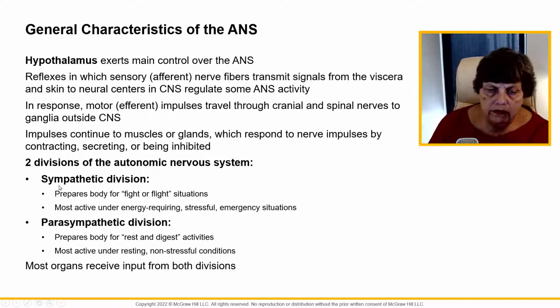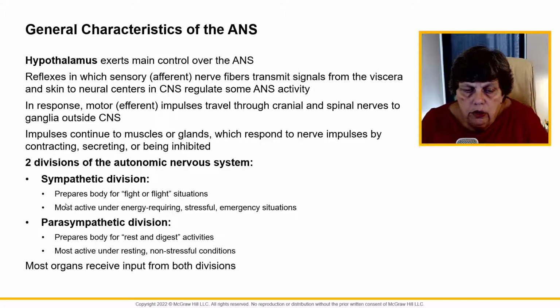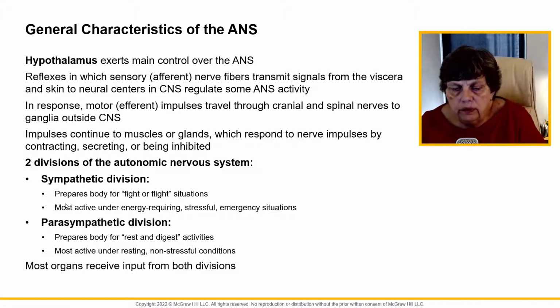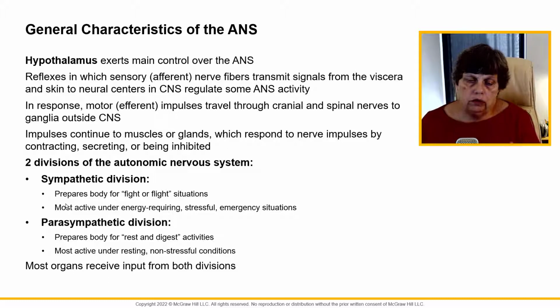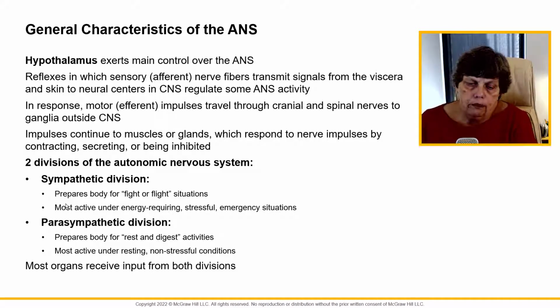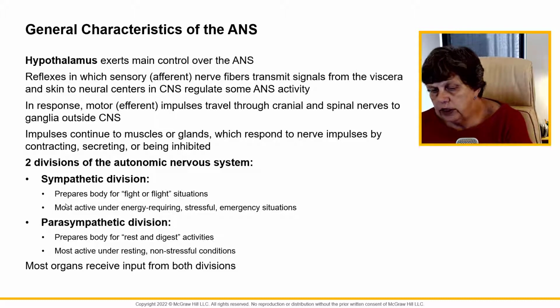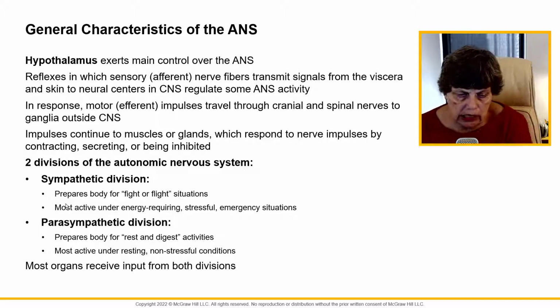So the sympathetic division, it's preparing you, it's very active, any kind of emergency situation, what you have to do to either fight or flee. So it's glucose control, it's heart rate, it's breathing, it's getting the muscles ready to move. Parasympathetic, this is where most of the stuff is under rest. It's non-stressful. You've had your turkey dinner. You're going to rest and you're going to digest.